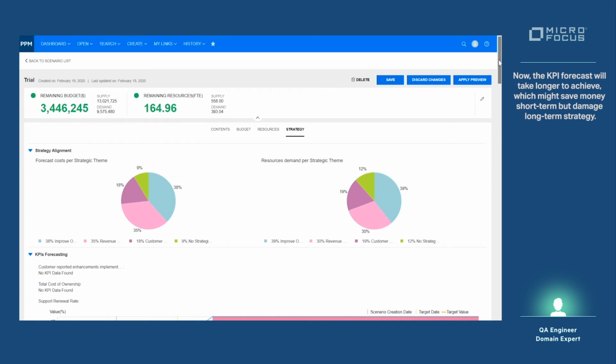So Micro Focus PPM not only allows you to analyse the portfolio from a financial and a resource perspective, but also against the strategy that an organisation is delivering and the specific goals and KPIs that relate to that.